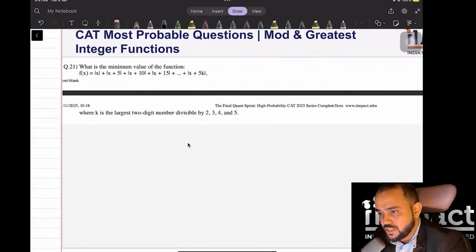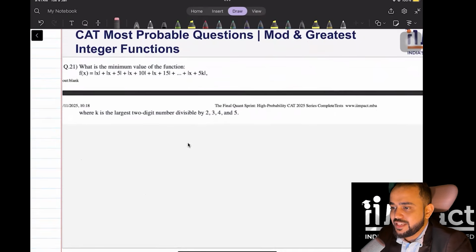All right, folks. So the next question: minimum value of mod x plus 5 plus mod x plus 10 till mod of x plus 5k. K is the largest two-digit number divisible by 2, 3, 4, and 5. So first I have to find k. It will be related to the LCM of 3, 4, and 5. 2 is a factor of 4, so I can ignore that. LCM of 3, 4, 5 is 60.